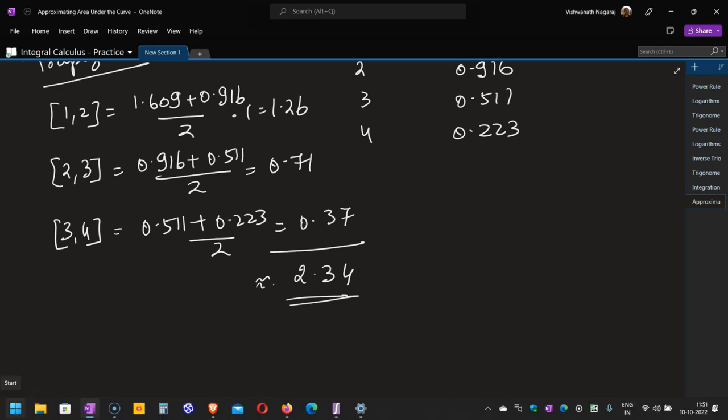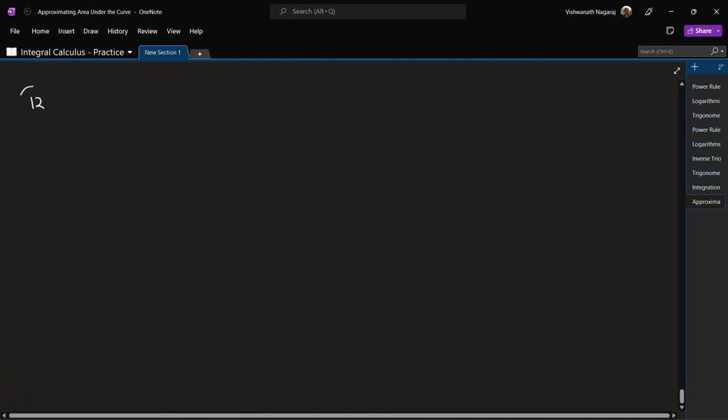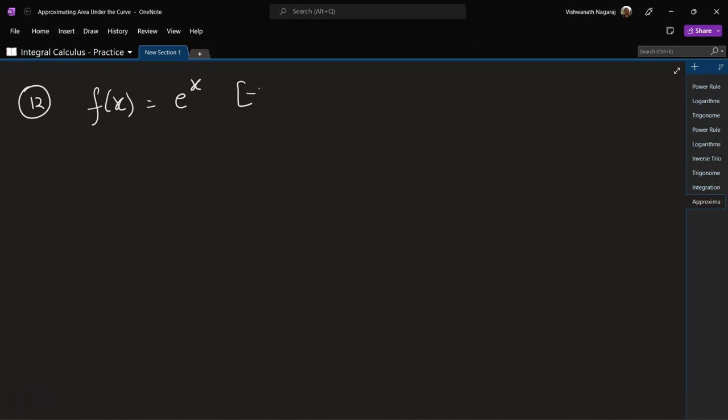Okay, now let's look at, this was 11th, 12th one. F of x is equal to e to the power of x from -2 to 1. Okay. Now here there are no restrictions. So let's take x and figure out f of x. Interval is -2 to 1. So -2, -1, 0, 1.